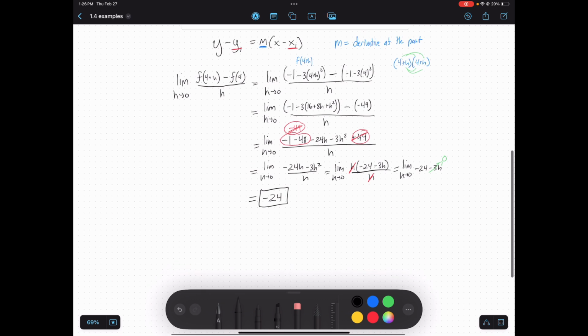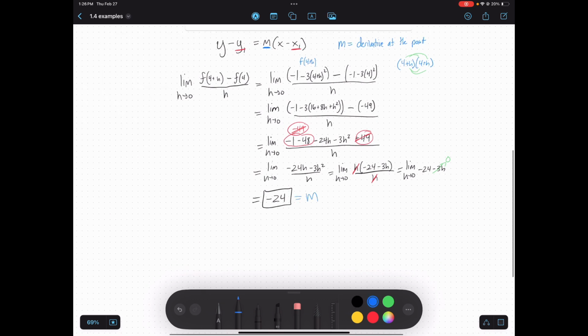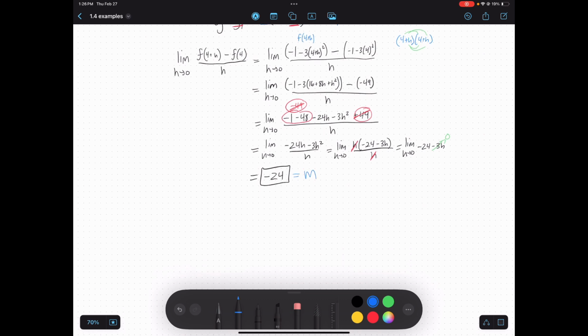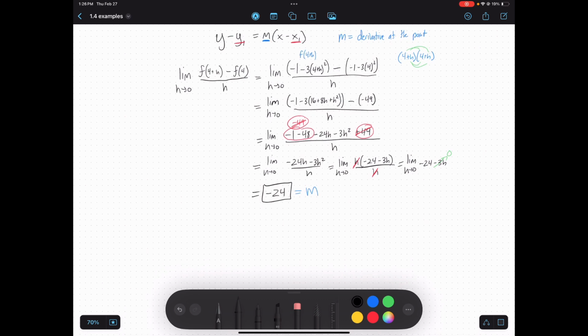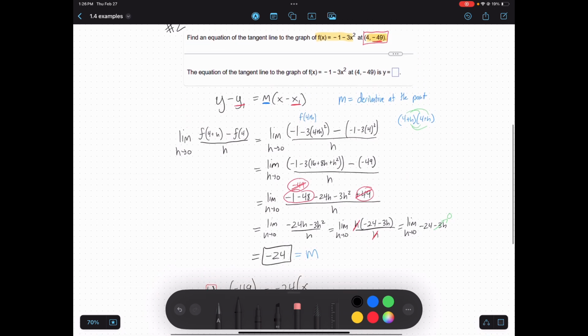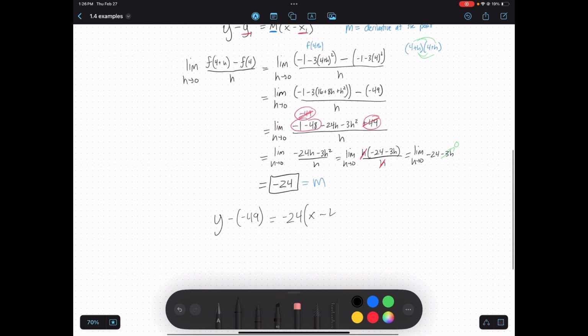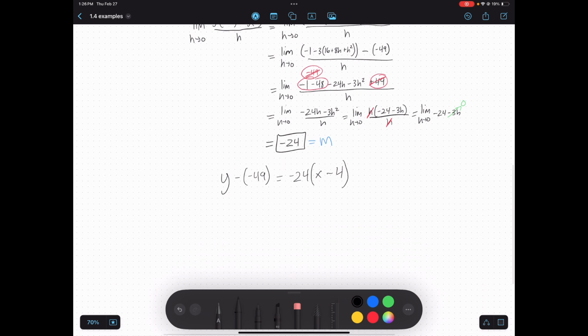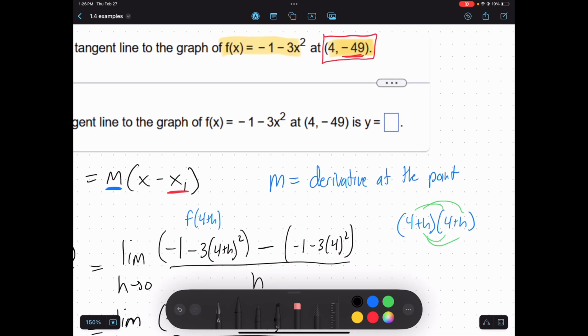Where do I use that? Remember, this is my m. It's my slope of my tangent line. So now I'm ready to write my equation. I get y minus my y value, which is negative 49, equals my slope, which is negative 24, times x minus my x value, which was just positive 4. So x minus 4. Now you'll notice your homework, you have to actually solve for y.